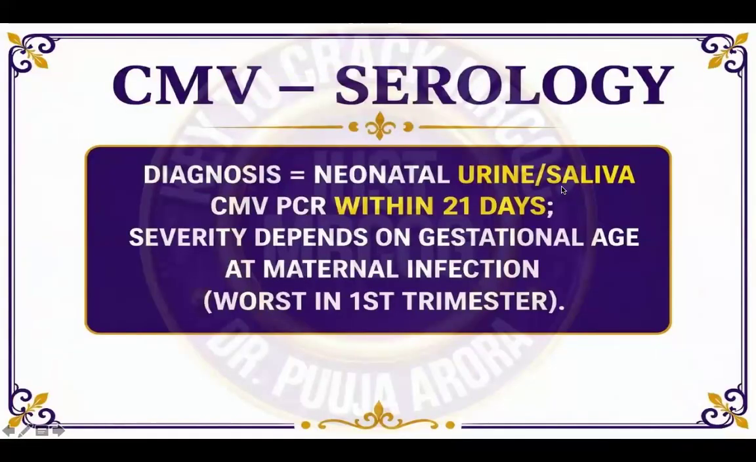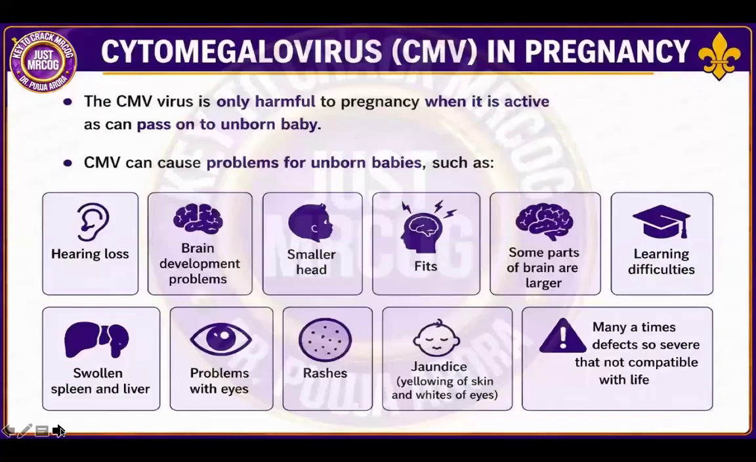Either we take baby's urine or saliva, within 21 days of delivery, to confirm presence of CMV PCR. Severity depends on the gestational age at maternal infection. Obviously, when mother catches this infection within 12 weeks, there is more risk of the baby having congenital CMV, and the severity is also more. So what is the most important period? That is 12 weeks, first trimester. But what we check for baby, we check baby's urine or baby's saliva. We do not take anything else.